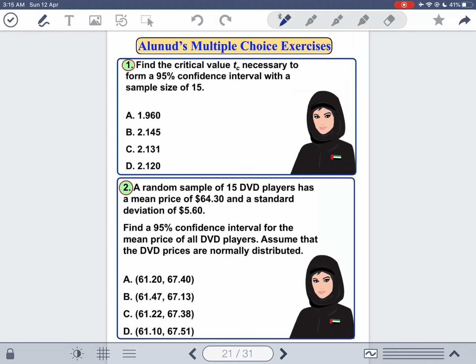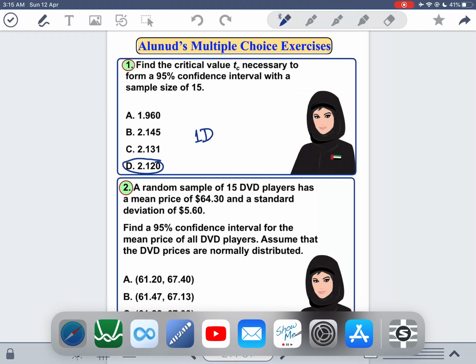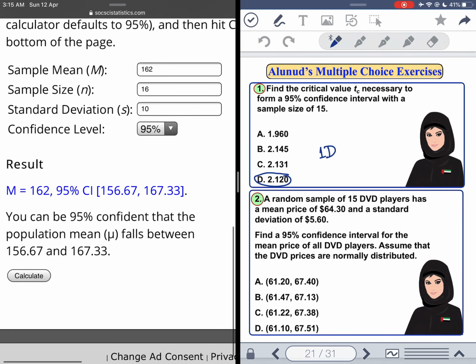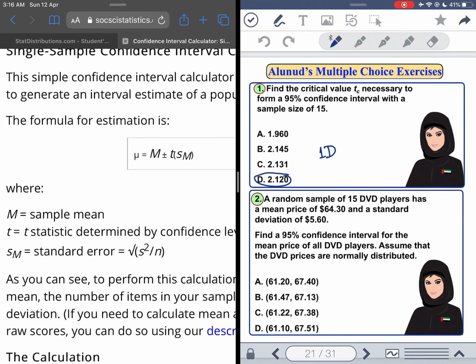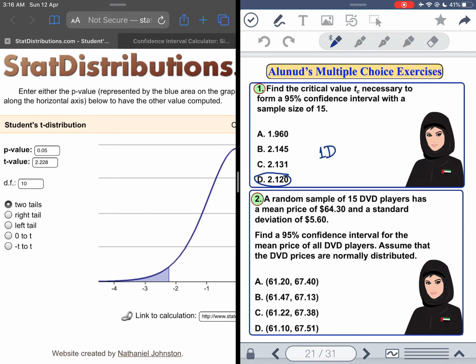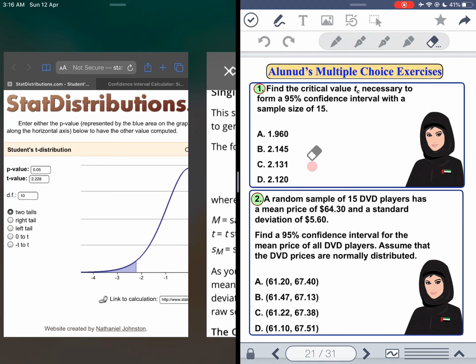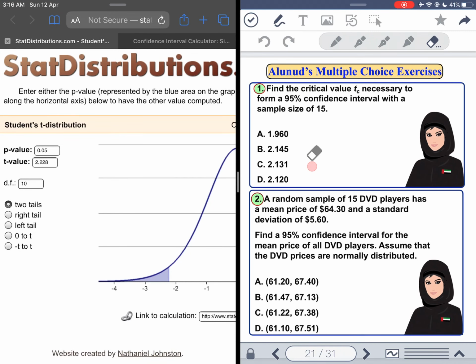Let's just say that the right answer is D in 1. So please send me 1 is D with a screenshot showing that you used something. Either you used this calculator, the one here, or this calculator. Of course, this one is for just finding T. So you'll use this calculator and then send me 1D with the screenshot of the calculator. And then you will solve number 2. And let's say that the right answer for 2 was C.